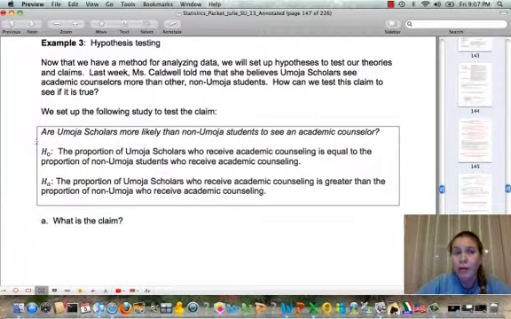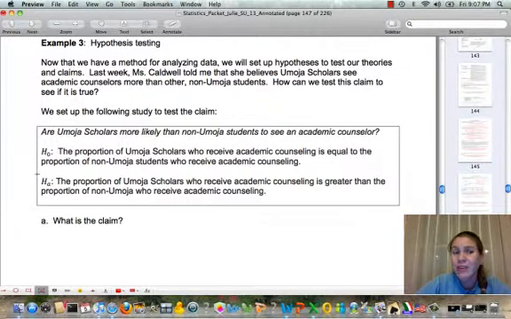So our first hypothesis, the null hypothesis, we use H sub 0 to indicate that hypothesis. So the null hypothesis says the proportion of Umoja scholars who receive academic counseling is equal to the proportion of non-Umoja students who receive academic counseling. So remember, the null hypothesis is no change, so that's why this is equal. It's saying there's no difference between Umoja scholars and non-Umoja scholars.